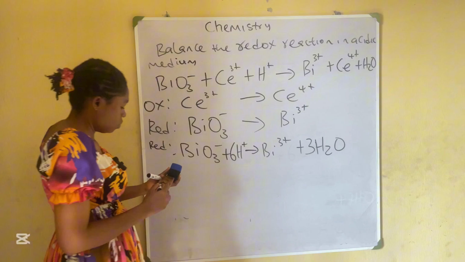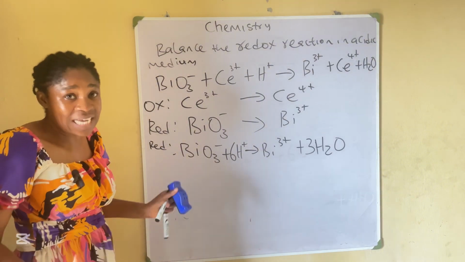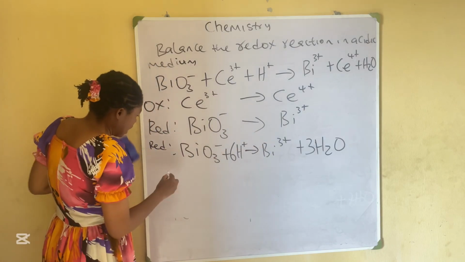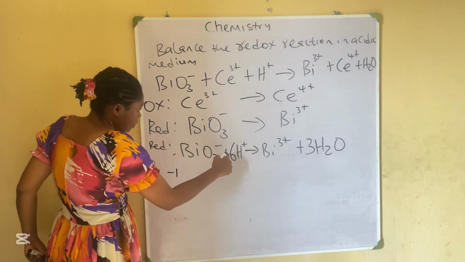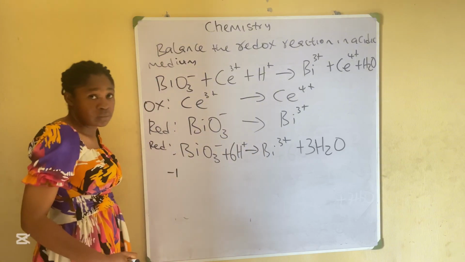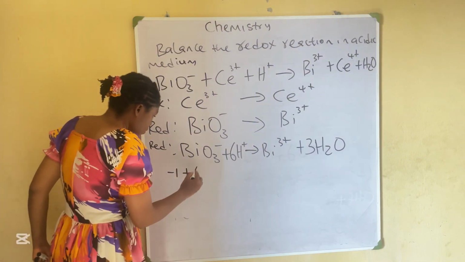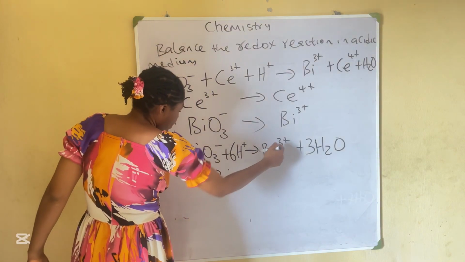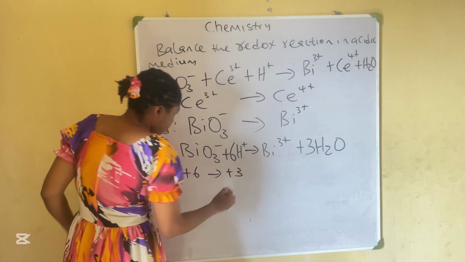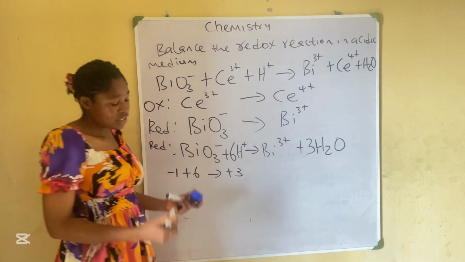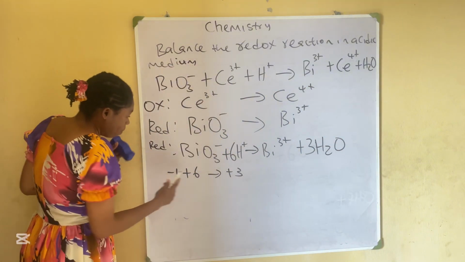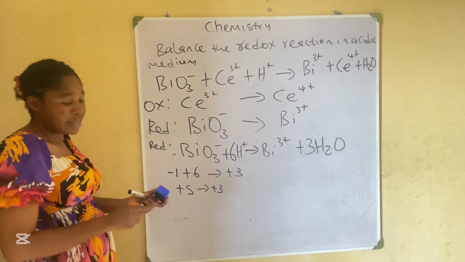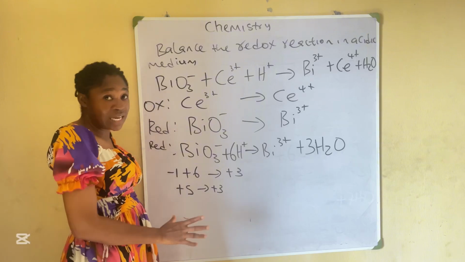So what I'm going to balance next is our charge. Let's look at the charges we have on the reactant side. I have minus 1. 6 times plus is plus 6. On the product side, I have 3 plus, that's plus 3. Water is not charged. So minus 1 plus 6 is plus 5. You can see plus 5 on the reactant side, plus 3 on the product side. So the charges are not balanced.